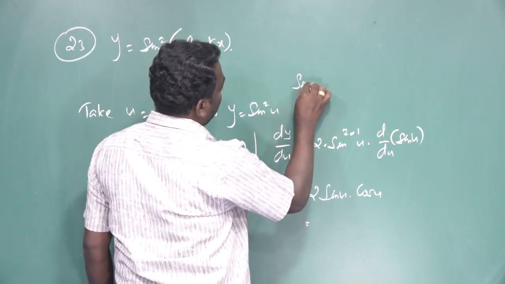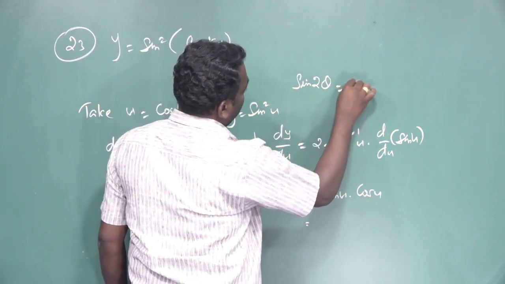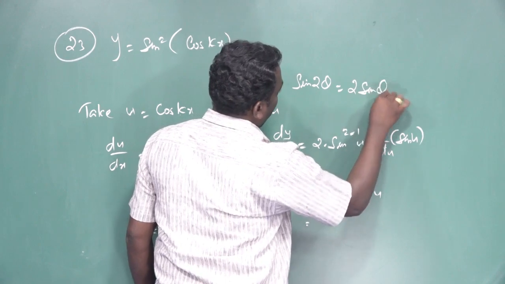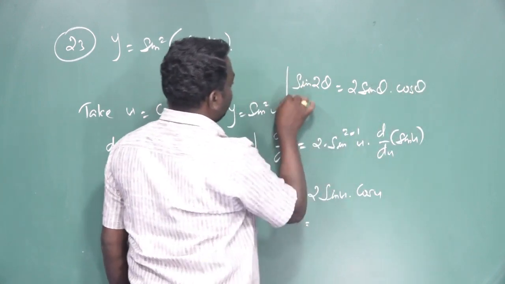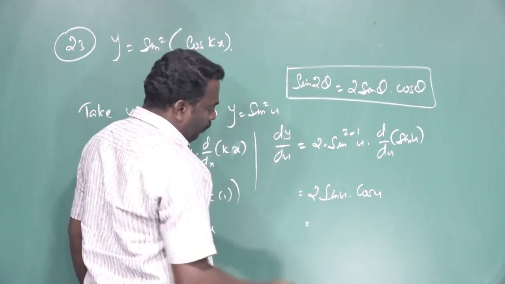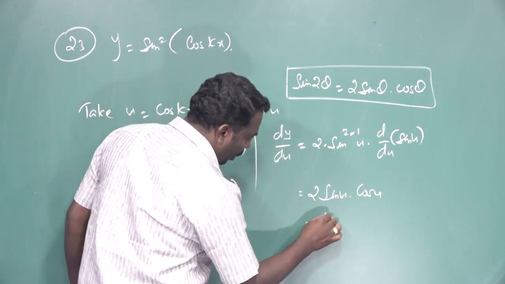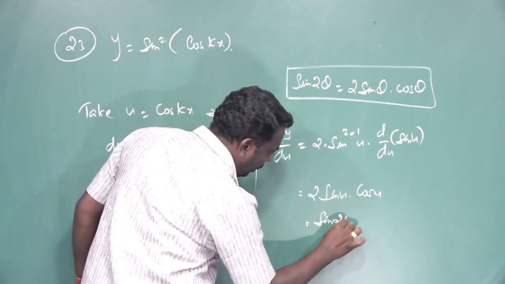By applying which formula? Sin 2 theta equals 2 sin theta into cos theta. Apply the sin 2 theta formula here. Therefore 2 times sin u into cos u equals sin 2u.